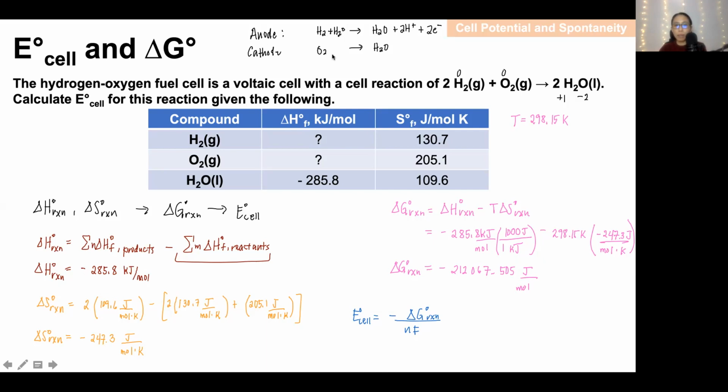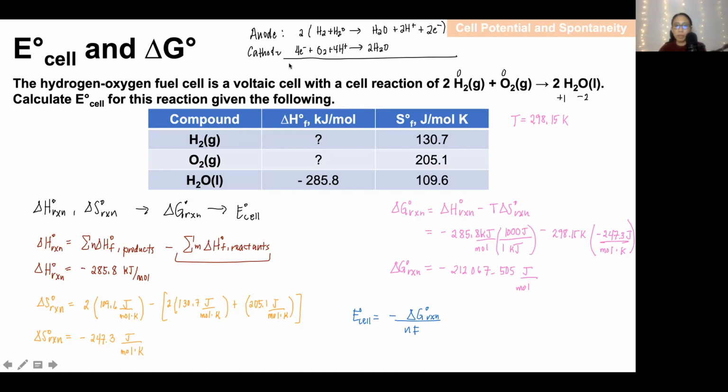Let's go to the cathode half reaction. Here, we are missing one more oxygen. So I place a coefficient of 2 here for water. And that means I need to introduce 4H plus on the reactant side. And this means I have to add 4 electrons here. And then I need to multiply this by 2 so that the number of electrons is equal. That means there are 4 electrons involved.